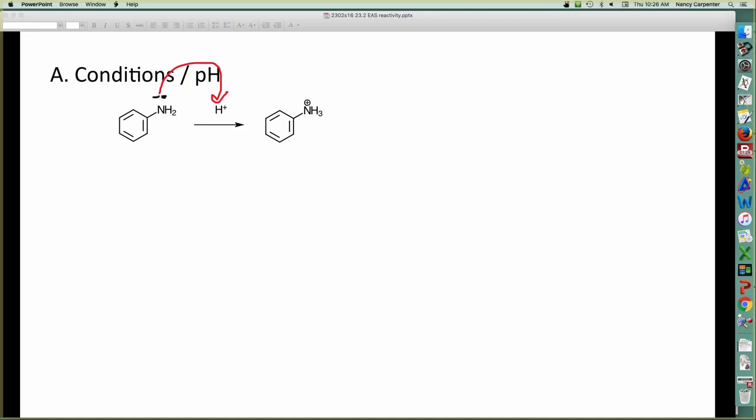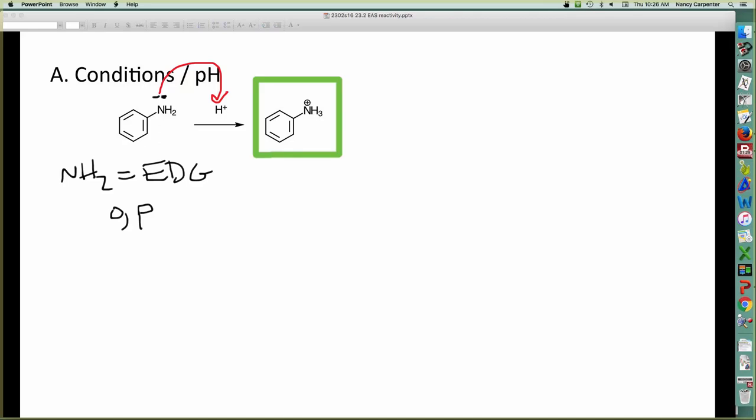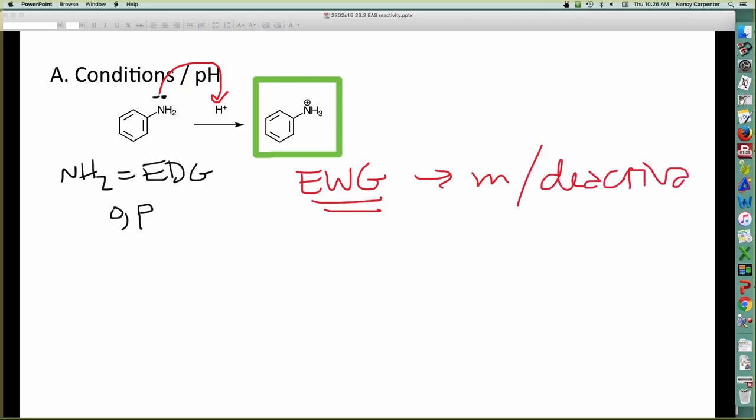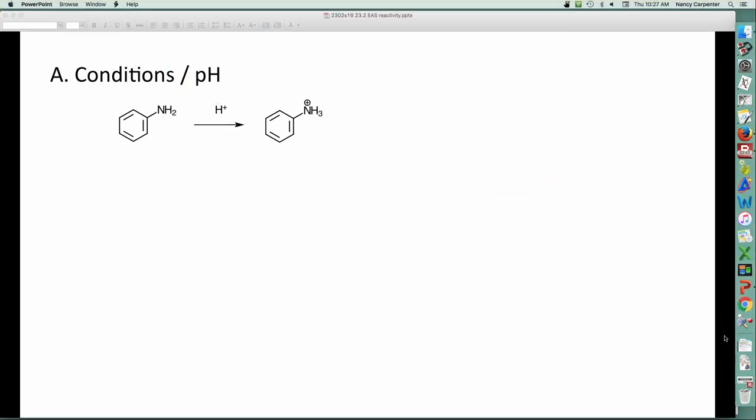Well, if that's the case, things get wonky, because looking at aniline, I know that NH2 is an electron donating group, and as an electron donating group, it is an ortho-para director, and it makes my aromatic ring more reactive. But this guy with the positive charge on the nitrogen is very clearly an electron withdrawing group, which would in turn lead to meta substitution and deactivation. So, what's up?